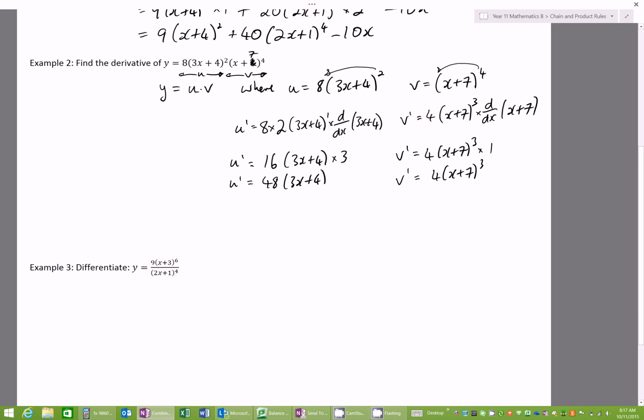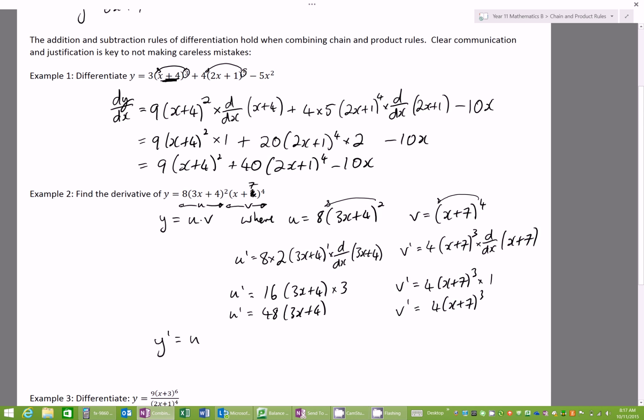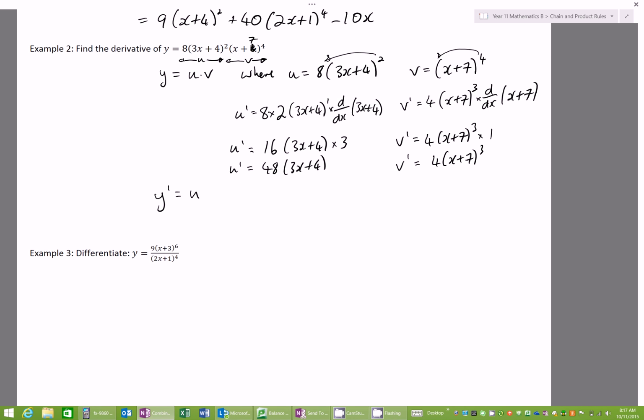From here, I can use my product rule. So I've used chain rule twice so far. Now I can actually find the derivative. Make sure I'm using the same notation. As long as we grab both of them, it's okay.